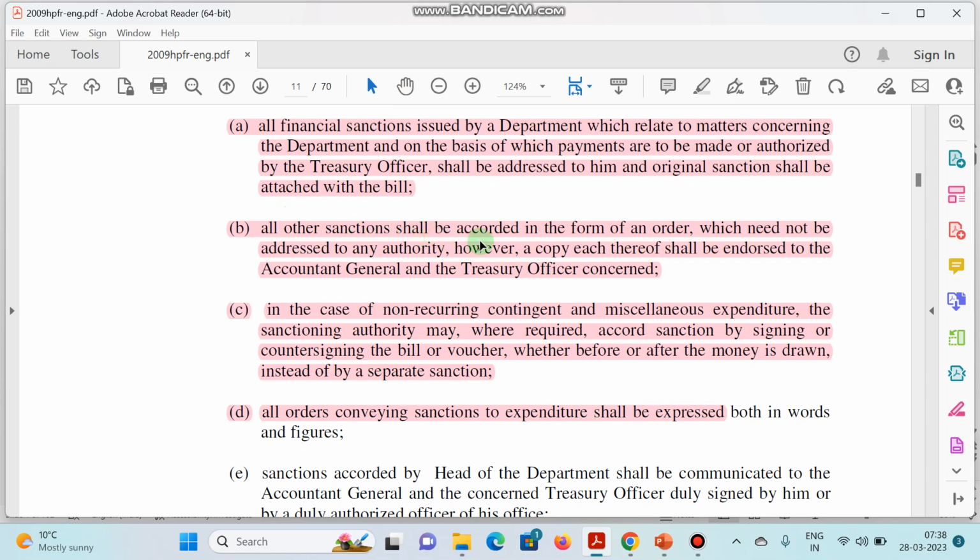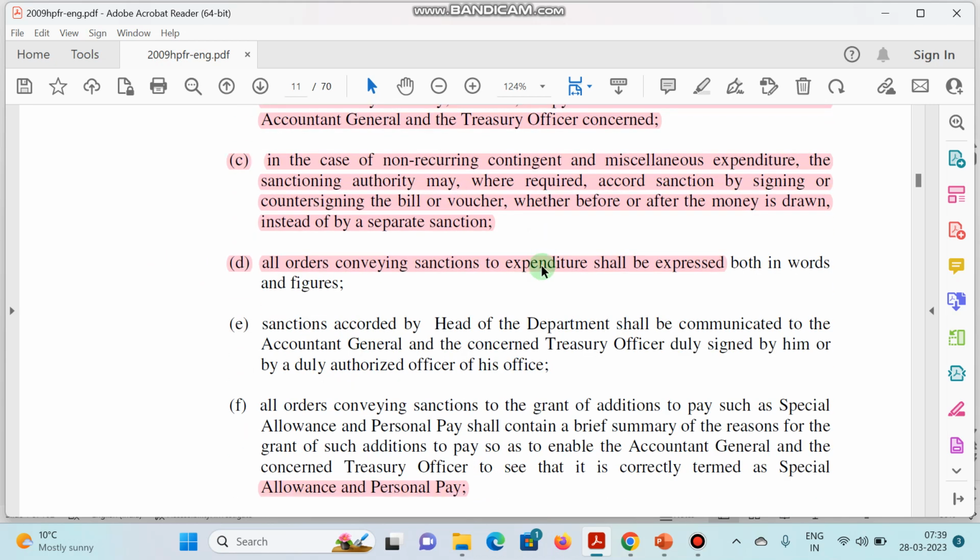All the other sanctions shall be... और इसमें अगर एक बात और की गई है, अगर नॉन रिकरिंग का केस है, नॉन रिकरिंग कंटीजेंट और मिसलेनियस एक्सपेंडिचर की बात हो रही है, तो सैंक्शनिंग अथॉरिटी वेयर रिक्वायर्ड अकॉर्ड द सैंक्शन बाय साइनिंग और काउंटर साइनिंग द बिल और वाउचर, उसी में ही वो साइन कर देगा. तो उसमें कोई सेपरेट सैंक्शन लगाने की जरूरत नहीं है. नेक्स्ट बी पॉइंट है, all the other sanctions accorded in the form of order which need not be addressed to any authority. However, a copy of each thereof shall be endorsed to the accountant general and the treasury officer. अगर उसकी आवश्यकता नहीं है सैंक्शन लगाने की तो इसमें कॉपी की एंडोर्समेंट जरूर लगाई जाएगी.